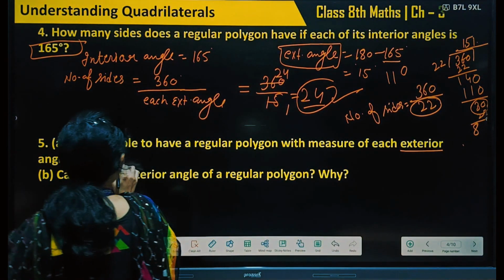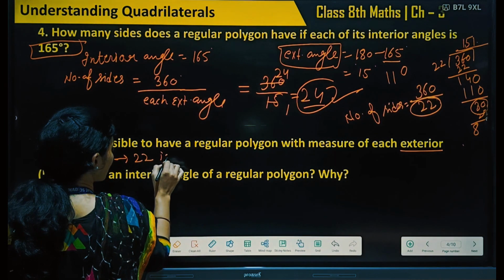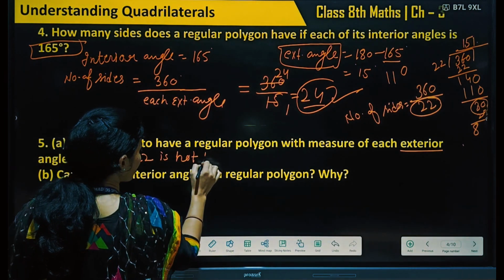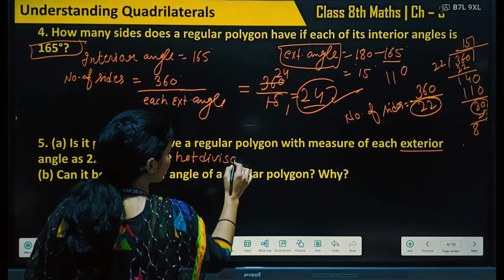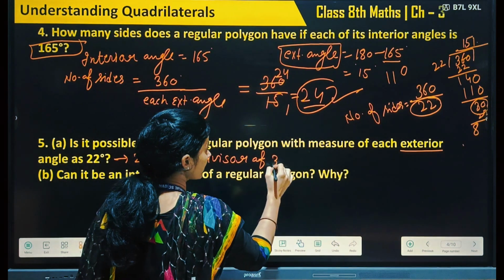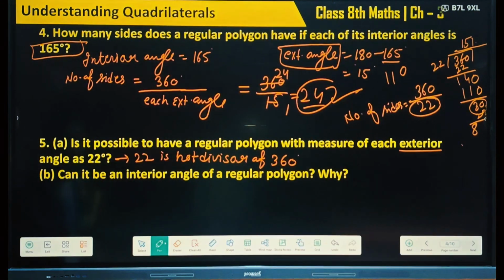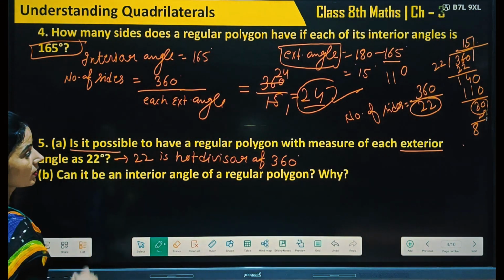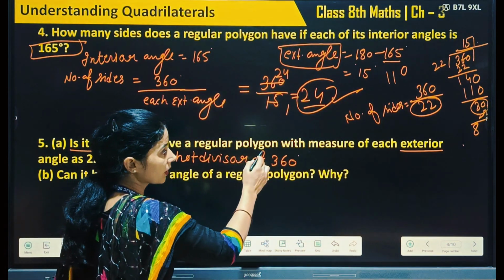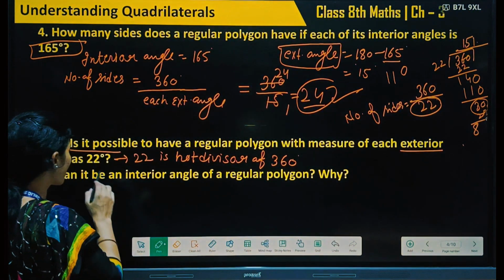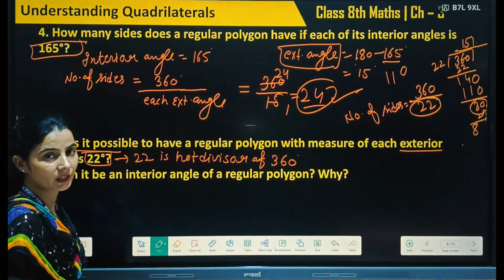You will write: 22 is not a divisor of 360. 22 is not a divisor of 360. So it is not possible to have a regular polygon with the measure of each exterior angle as 22 degree.